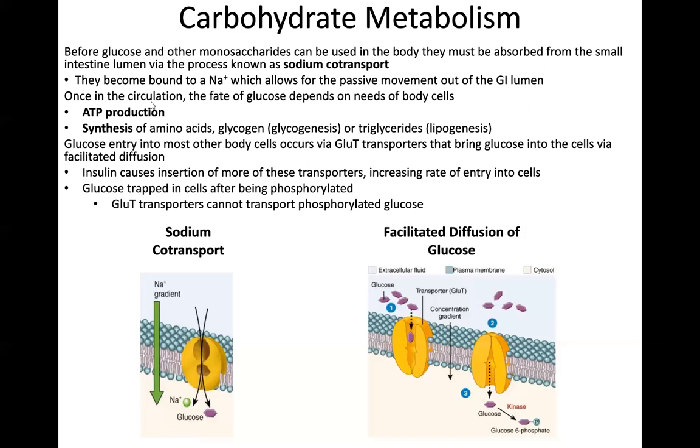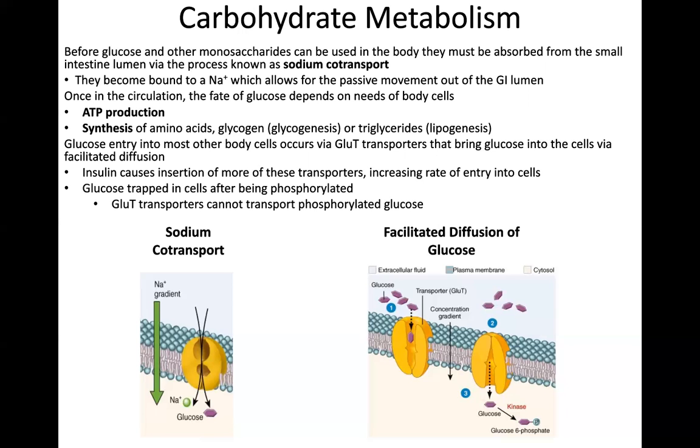And once in that circulation, the fate of that glucose is dependent upon the needs of our cells. What we'll spend the majority of our time on for the next several slides is the use of that glucose to make ATP. But we can also use that glucose to do other things. If we don't need to synthesize ATP, because we might already have a whole bunch of glucose circulating around, we can convert it and form amino acids. We can store it in the form of glycogen, and that process is called glycogenesis, which, if you think back to our endocrine lecture, is one of those six buzzwords that I wrote out for you and told you that you would need to know.